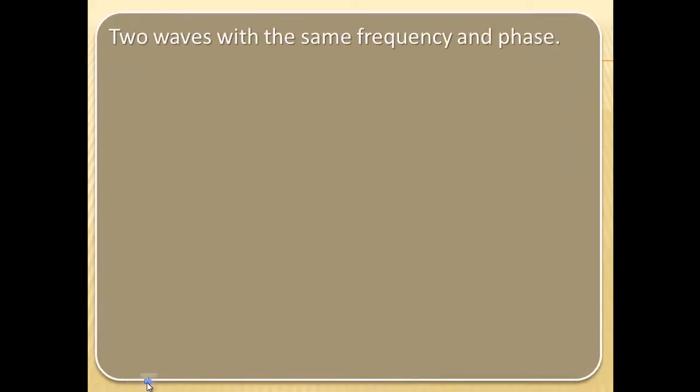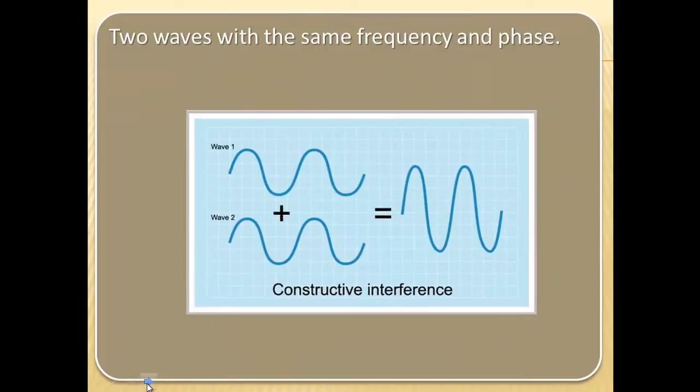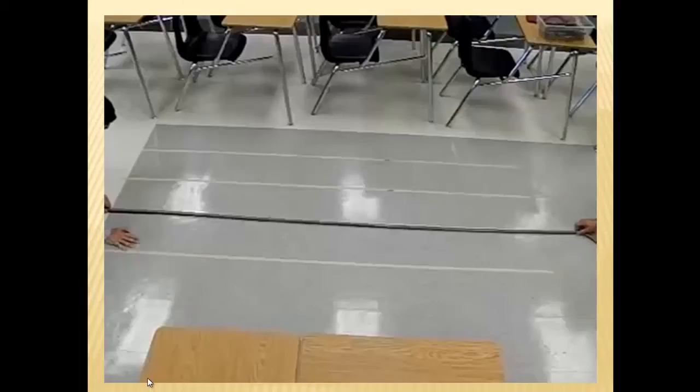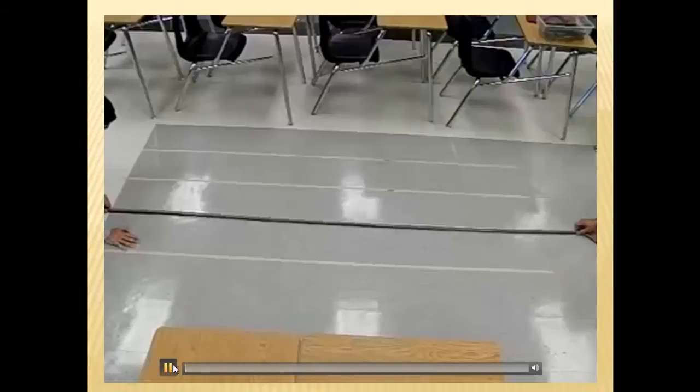So if we take a look at the first type of interference, if we have two waves with the same frequency and phase, well, we get this idea of something called constructive interference. So you can see that these look essentially identical because they are in this case. And all you do in this case with constructive interference, I know it sounds like an oxymoron, but you just add up all of the amplitudes and you get a wave that is, in that case, double the amplitude of what it was originally. And we have here a nice little demo to show that effect.